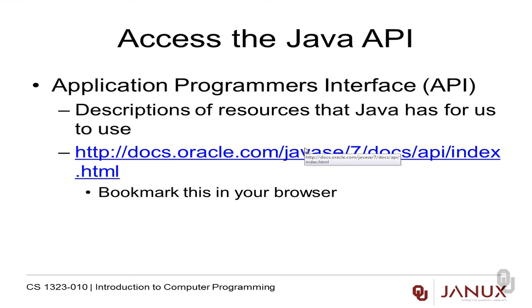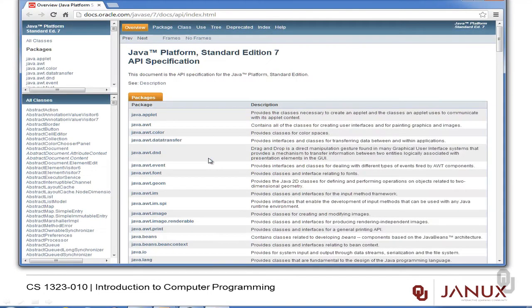The next thing we need to do is to access the Java API. Now API stands for Application Programmer's Interface, and it's the description of resources that Java has for us to use. So if you go and click on it, you'll see what the API looks like. So here's the API showing up in my browser. I'll show you how to use it during the semester.